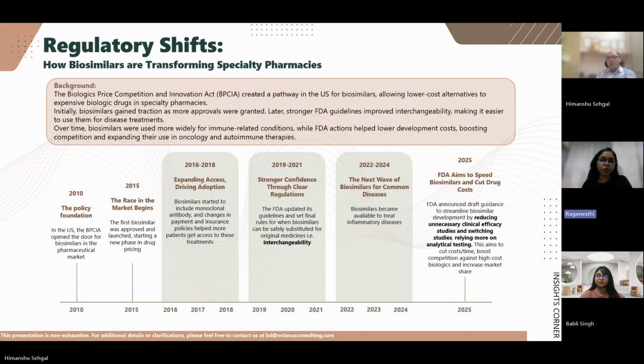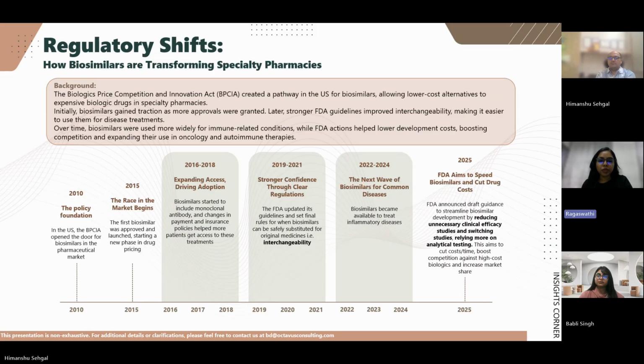So in the previous slides, we have talked about the regulatory pathways specifically for the biosimilar approvals. Now here we wanted to talk about the regulatory shift, how biosimilars are actually transforming the specialty pharmacies. So we'll be talking exclusively about the US here, how the regulatory landscape has evolved over the years.